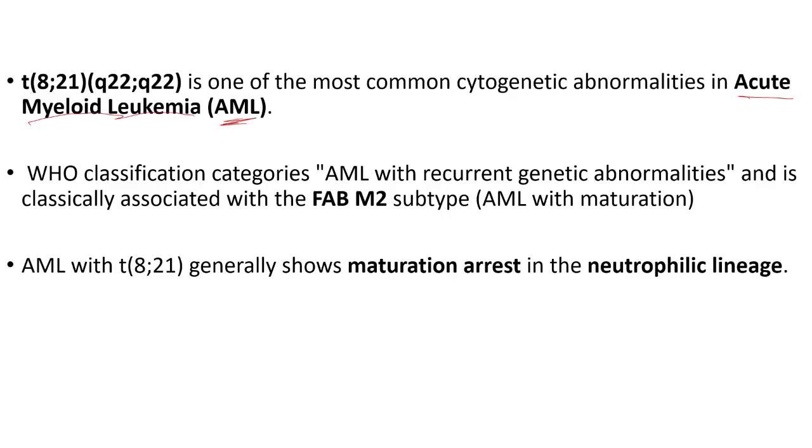WHO classification categorizes it under AML with recurrent genetic abnormalities, and it is classically associated with FAB M2, that is AML with maturation. So translocation 8;21 belongs to FAB M2, that is AML with maturation. AML with translocation 8;21 generally shows maturation arrest in the neutrophilic lineage.